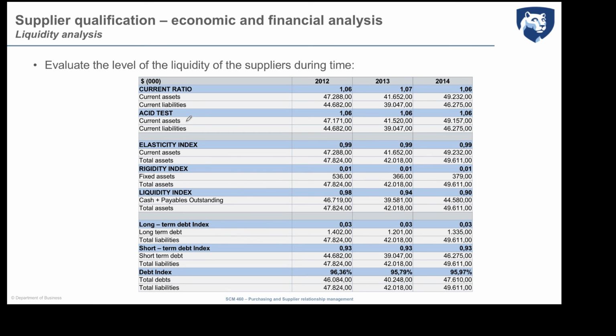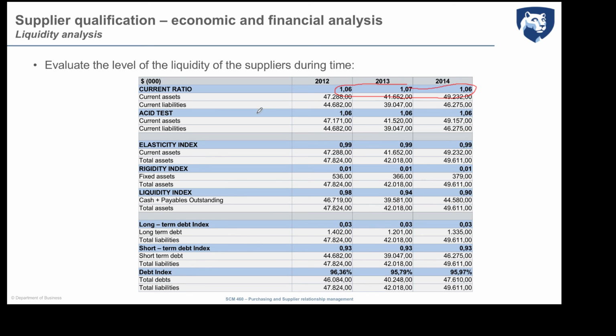So current assets here are 47 million and current liabilities are 44. So it means that the current ratio is 1.06. So in all the years, the supplier has higher current assets than current liabilities. So it's able to face possible claims of liabilities by stakeholders with current assets.